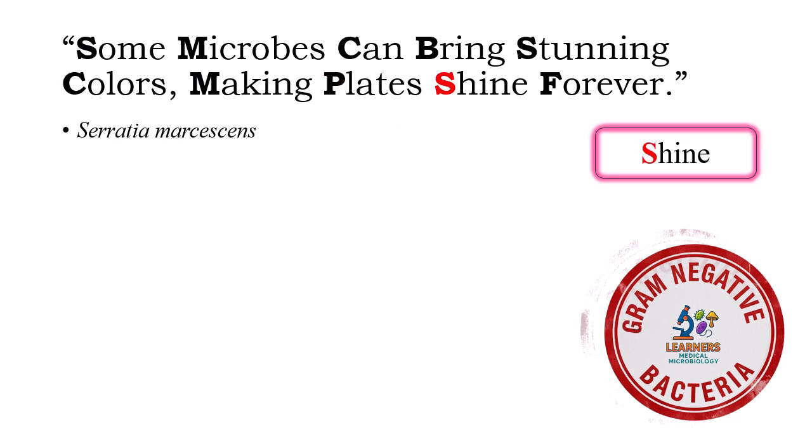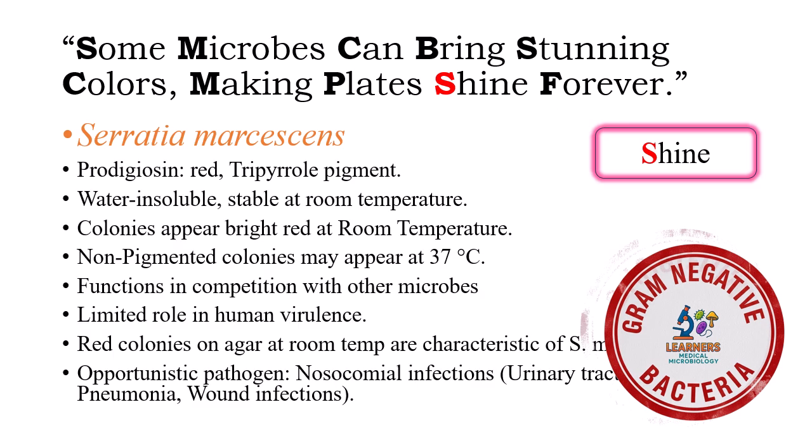Next, we have the Serratia group, the Serratia marcescens, which produces a red compound, which is a water insoluble compound. These colonies are bright red at room temperature. Sometimes you don't see this pigment at 37 degrees. If you leave your plate outside for a few hours at room temperature, they will develop this pigment, and it helps this bacterium compete with other microbes. Not much of a role in human virulence, and it can act as an opportunistic or nosocomial infection in patients.